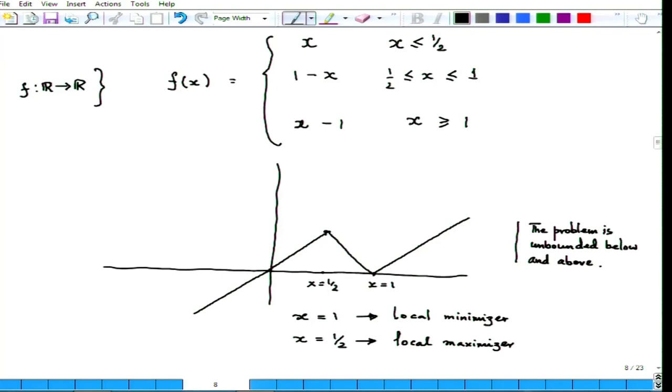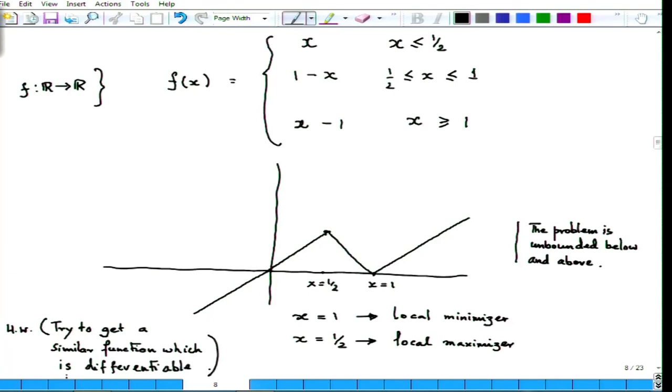So this is the example. Of course, you can say, oh, this is not differentiable at this point and this point. It's quite right, but try to figure out such an example where the function is differentiable. So I start the talk today with this homework for you. Try to get a similar example with a differentiable function. So in this function, for example, only local optimization matters, global optimization does not matter.